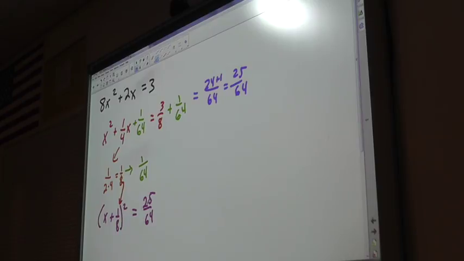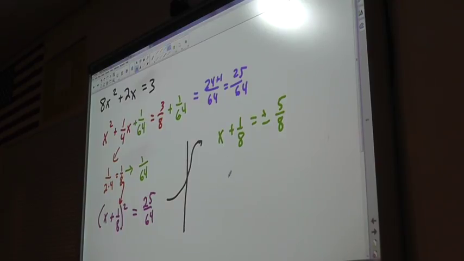You guys get it? Now, so I don't have to scroll down, I'm gonna go over here. It's x plus 1/8 equals plus or minus 5/8. How did I get 5/8? Yeah, square root of 25, square root of 64. Now we get x equals negative 1/8 plus or minus 5/8.